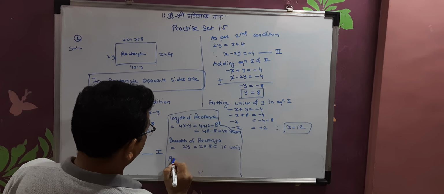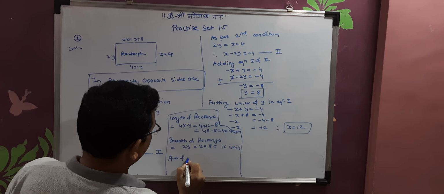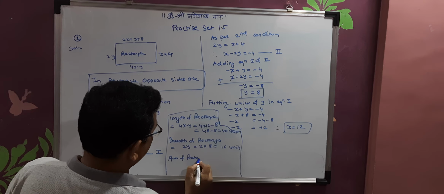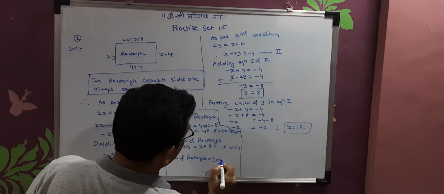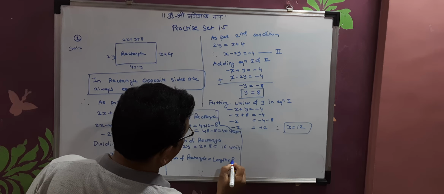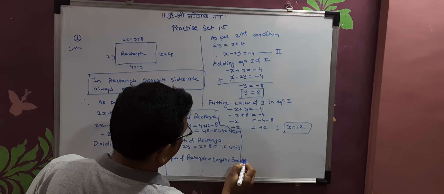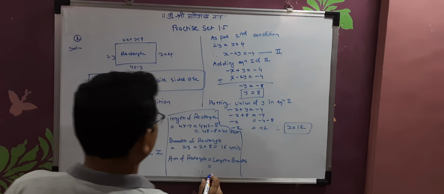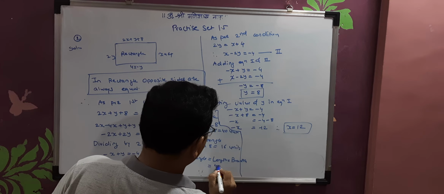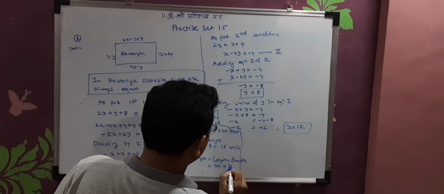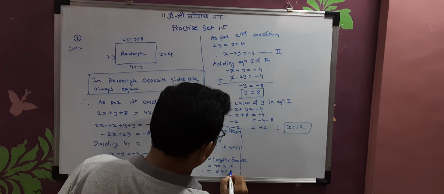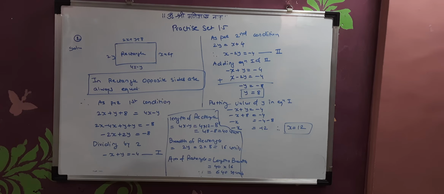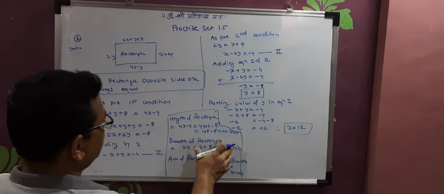So area of rectangle is equal to simply length into breadth. So length is 40 units and breadth is 16 units. So it is 640 square units. Due to the space constraints, I have written this answer over here.